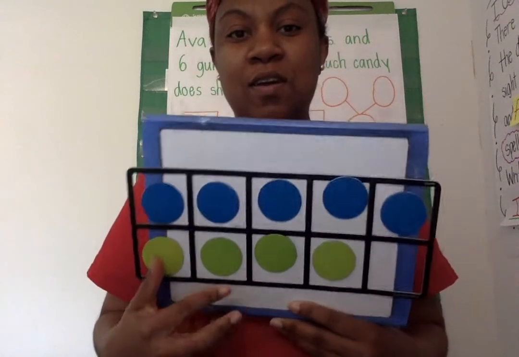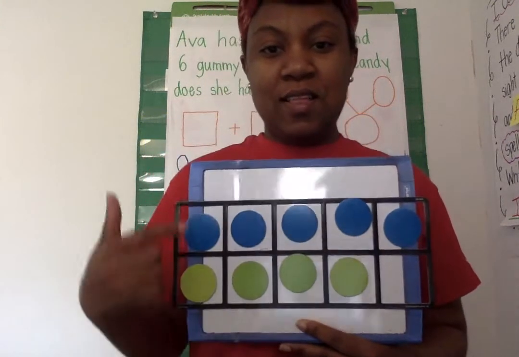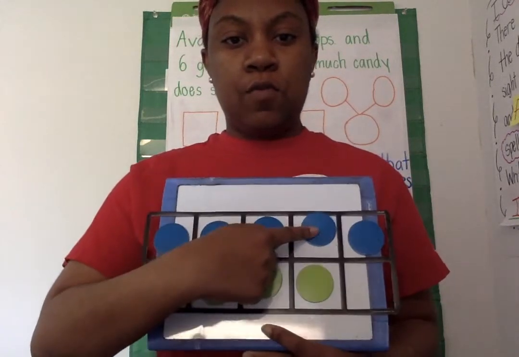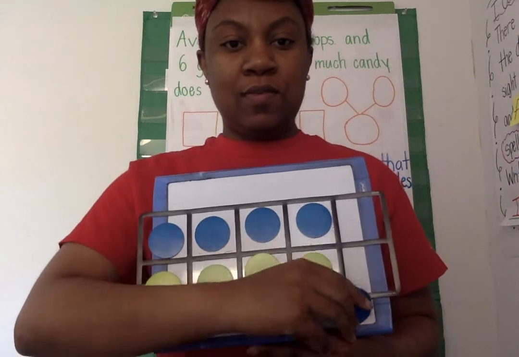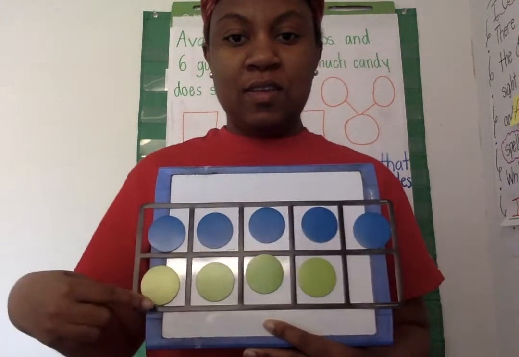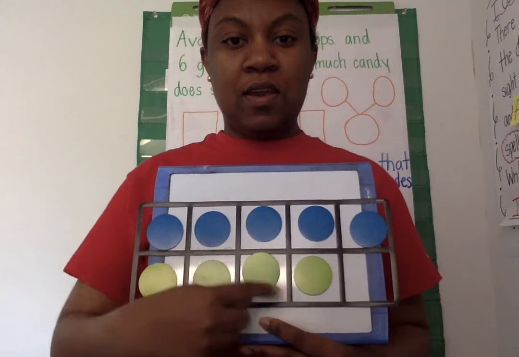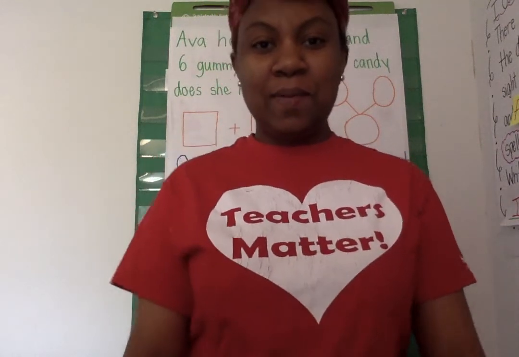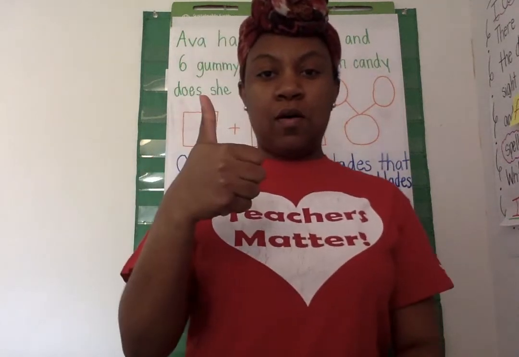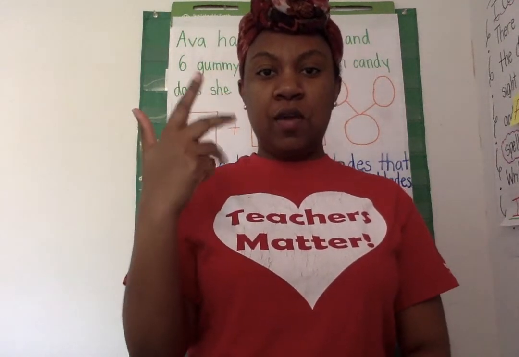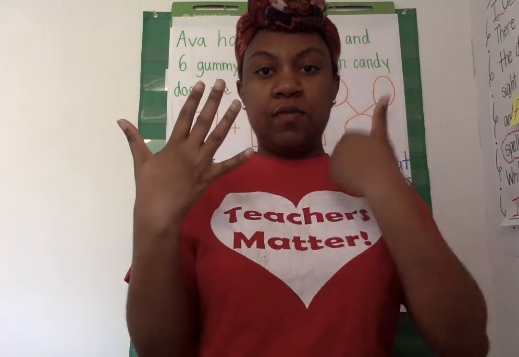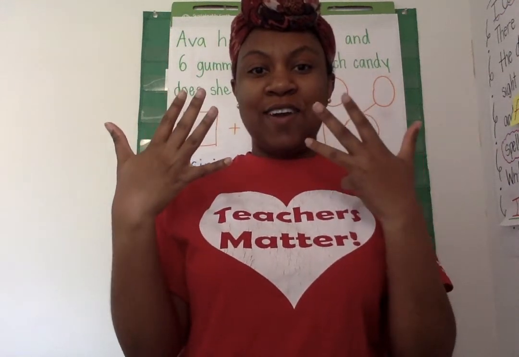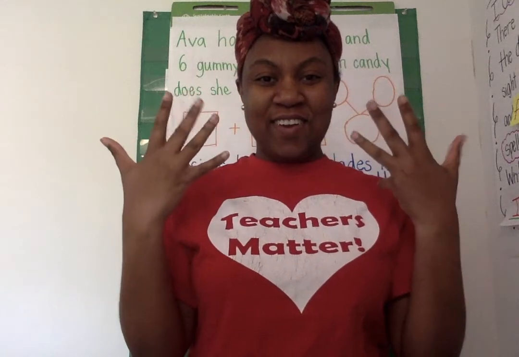Very good. We are up to the number 9. Let's count all together. 1, 2, 3, 4, 5, 6, 7, 8, 9. Hooray! Now I want you guys to show me 9 fingers. Can you do it? 1, 2, 3, 4, 5, 6, 7, 8, 9. Hooray! We have 9 fingers.